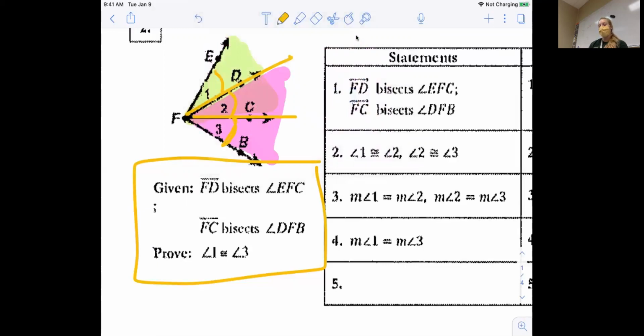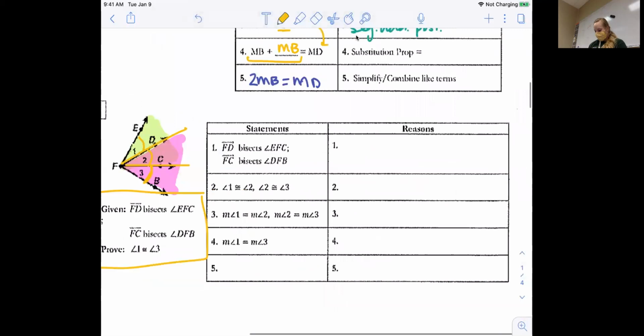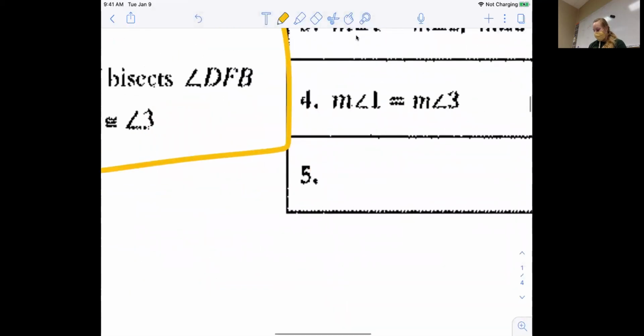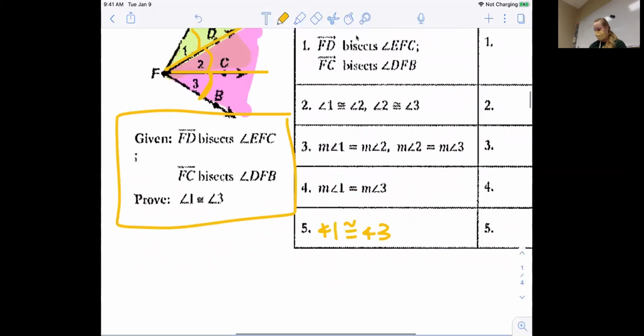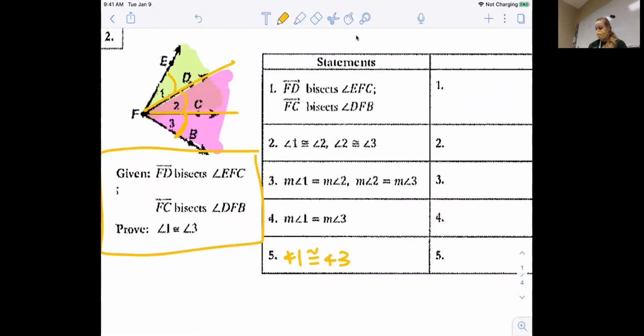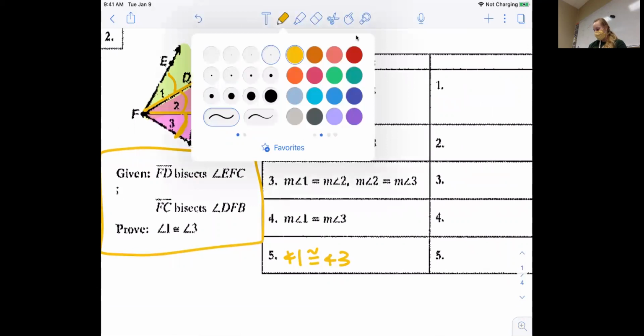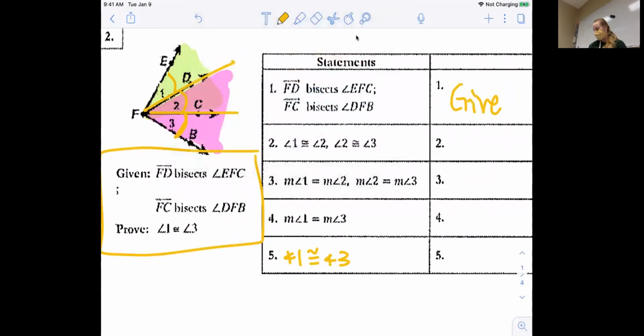All right, we already got the gears turning. Let's write our last statement in first. Let's do angle 1 is congruent to angle 3, just so I know where I'm ending up. And then what's my first reason? Given.